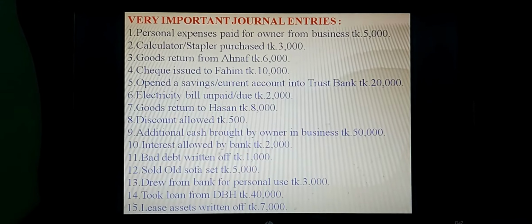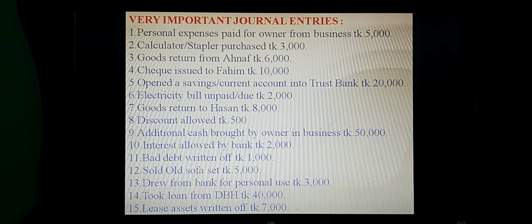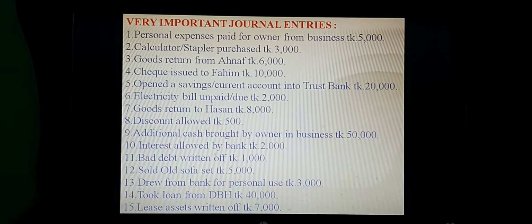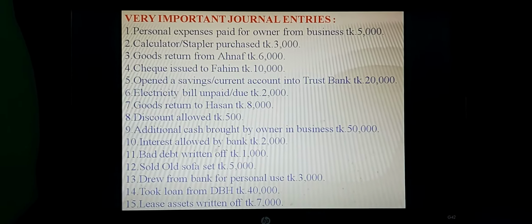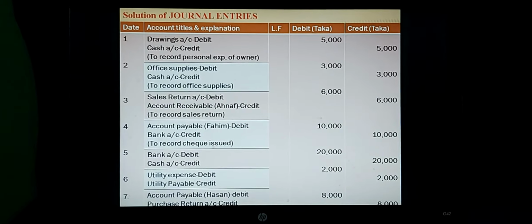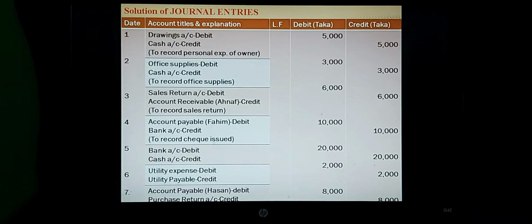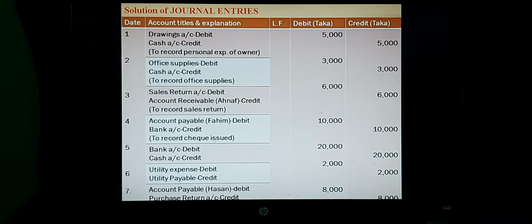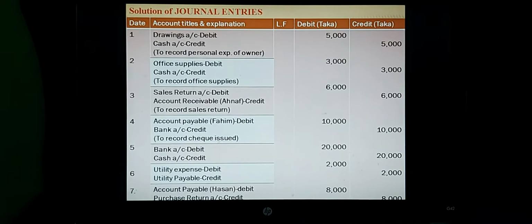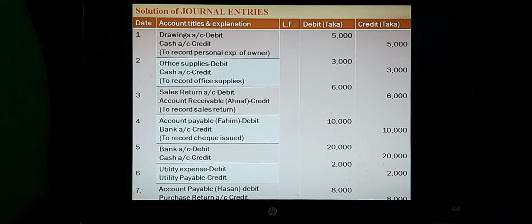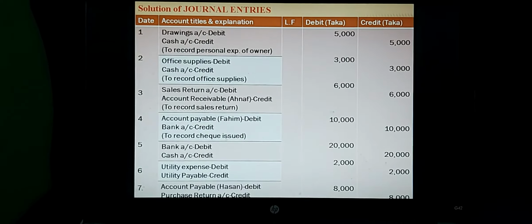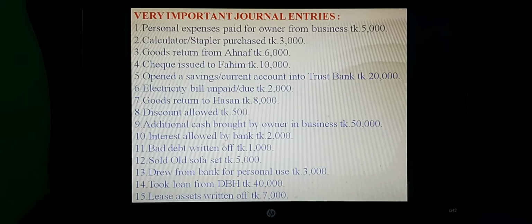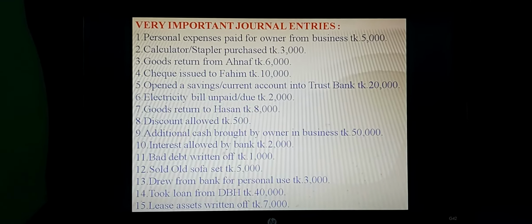For the first transaction you can write in your answering copy, drawings account debit, cash account credit, amount of 5,000. You can see the next slide, drawings account debit, cash account credit. To be given a short explanation in this way, to record personal expenses of owner. I think you have written in your copy. Again, go back to second transaction, calculator or stapler purchased.